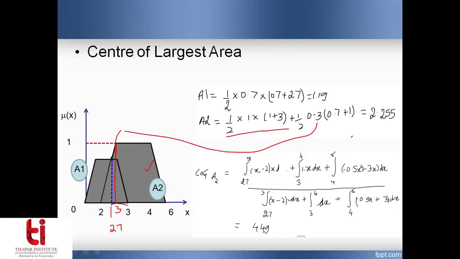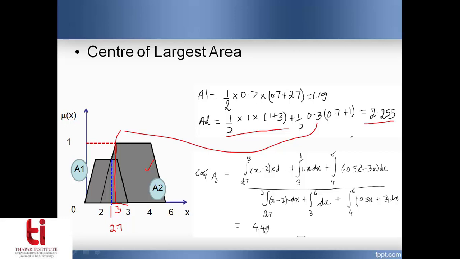So base 1 is 0.7. At this point it is 0.7. And the base 2 is 1. So it is 0.7 and 1. So the area comes out to be 2.25. Though it was visible, we need to compute it. I could easily identify that this is the bigger area, but still, computationally, you have to calculate and then show that this is the largest area.